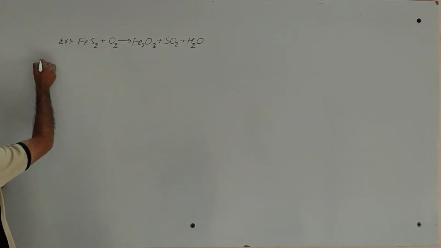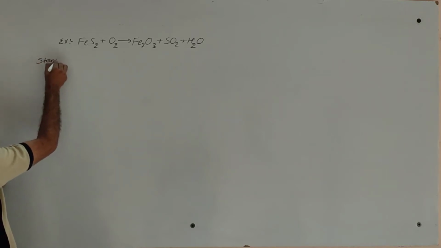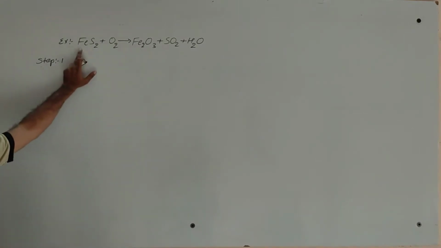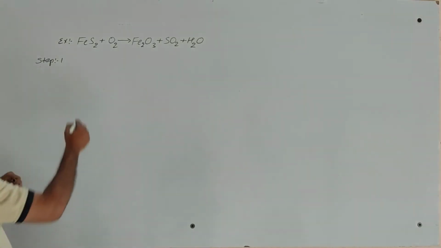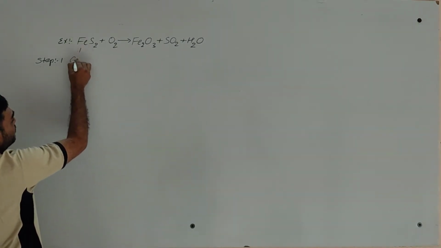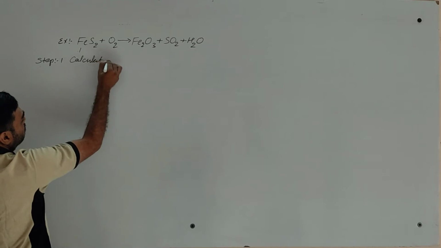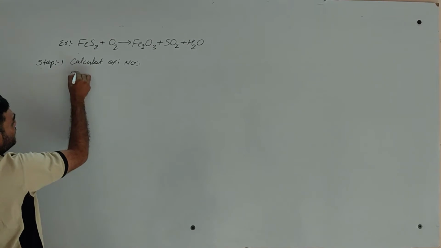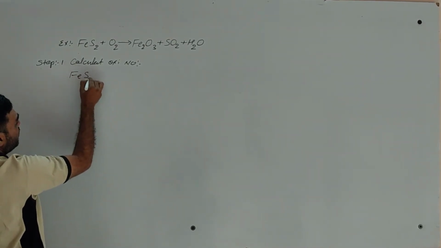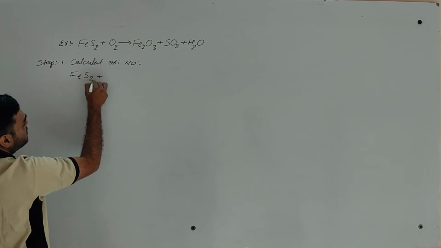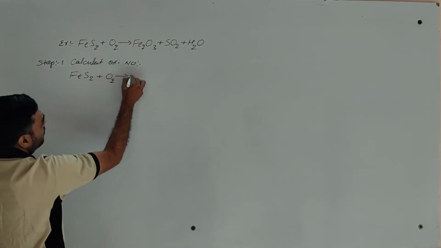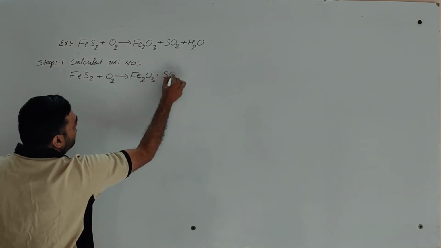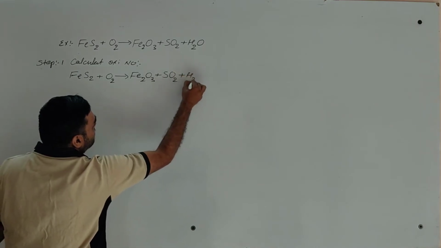Now, according to step 1, first calculate the oxidation number of each element. Again write this equation, FeS2 plus O2 gives Fe2O3 plus SO2 plus H2O.